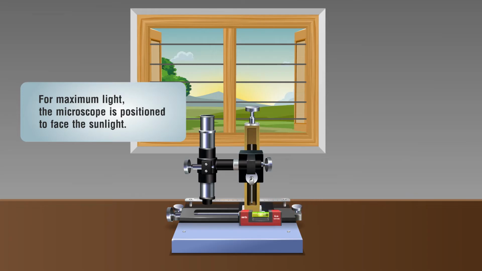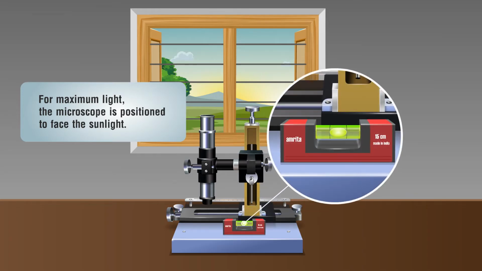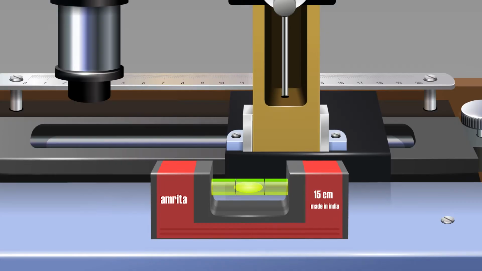Now, place a spirit level on the horizontal surface of the travelling microscope. Adjust the leveling screws if required to make the base of the microscope horizontal so that the bubble in the spirit level comes exactly in the center.